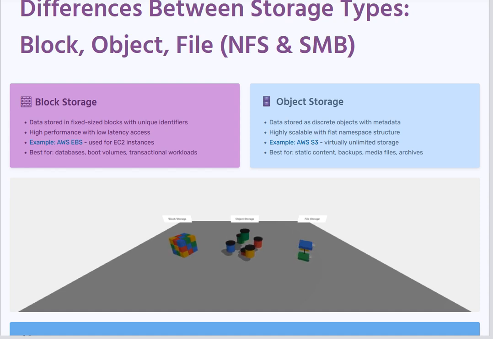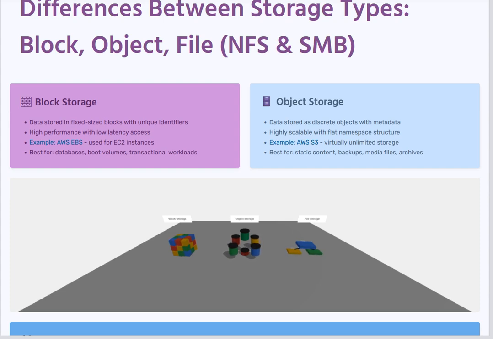So they're highly scalable with a flat namespace structure. So flat namespace, right? It's not going to go with a hierarchy, like top, second level, third level. There's nothing like that. This is a flat structure, right? Example, the AWS S3, virtually unlimited storage.